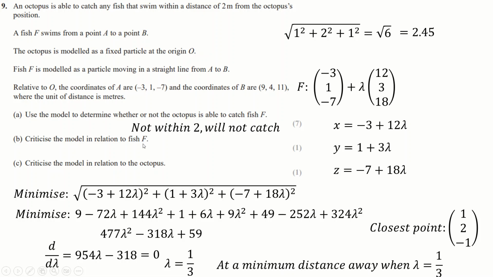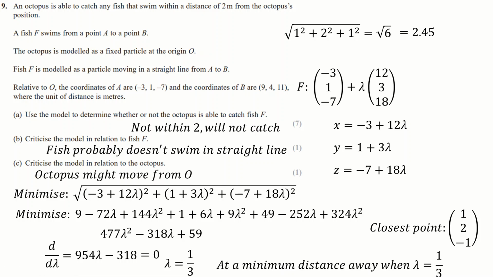Criticize the model in relation to the fish. It's very unlikely that it will swim in a perfectly straight line, so fine, that's our criticism. And criticize the model in relation to the octopus. The octopus is supposed to be sitting at a fixed point O. You'd think that it might move occasionally, maybe. So we'll just say that. And that's the whole paper, I think.